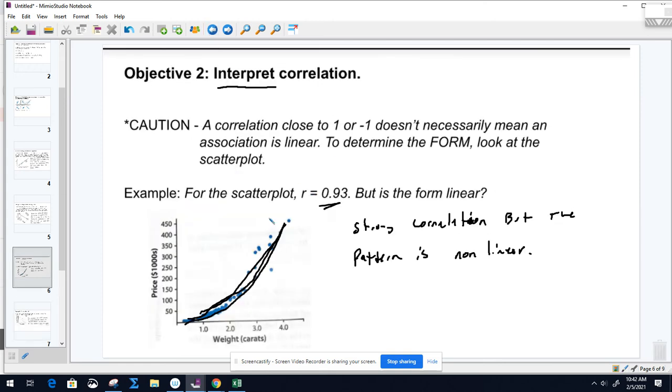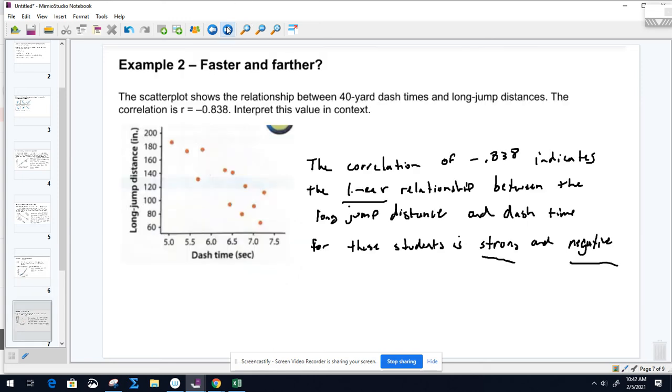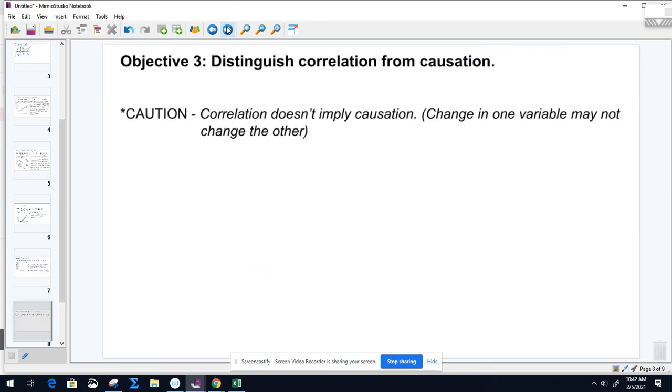So again, for this last example, why is it a strong correlation? We could say a positive strong correlation of 0.93, the pattern is non-linear, and then describing the weight of the carats and the price per carat of diamond. Okay, let's take a look at the last objective here, where we're distinguishing correlation from causation. This is very important.